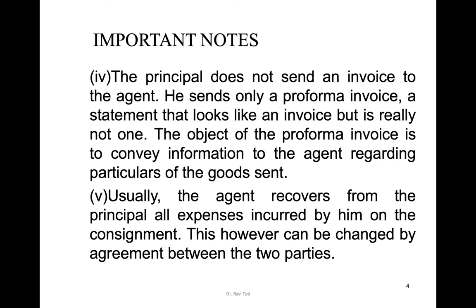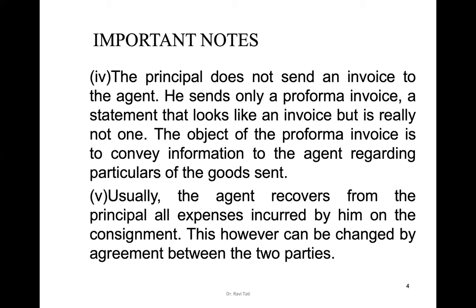Next, the principal does not send an invoice to the agent, but he sends a pro forma invoice. It's a statement which gives the details of the products or goods that are being sent. The object of the pro forma invoice is to convey what is the content that is being sent. How many units are sent? What are the precautions to be taken? In this pro forma invoice, you will see the number of units sent and the value of the units. That is the most important thing.